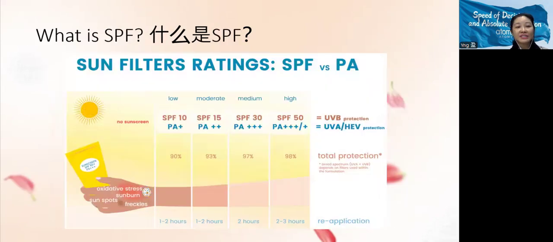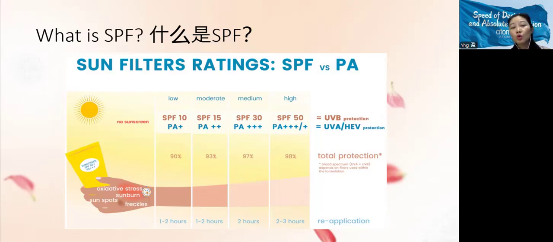What is SPF? Sun filter ratings, SPF versus PA, from very low, or no protection, to low to even high. Let's take a look. When there is no sunscreen protection, our skin will go through oxidative stress. We get sunburn, we get sunspots, and then we get freckles.